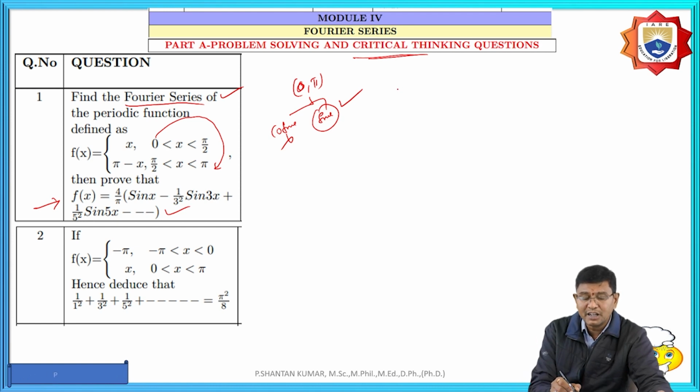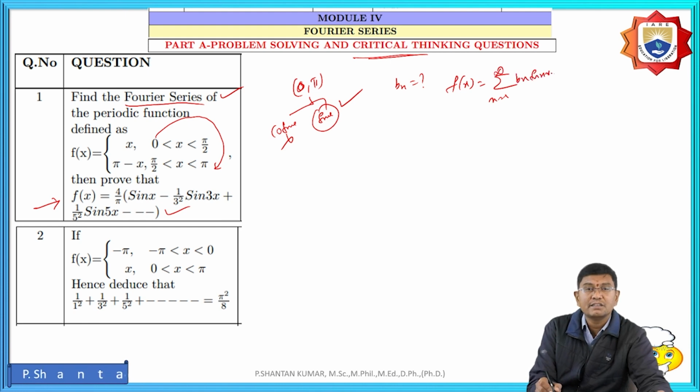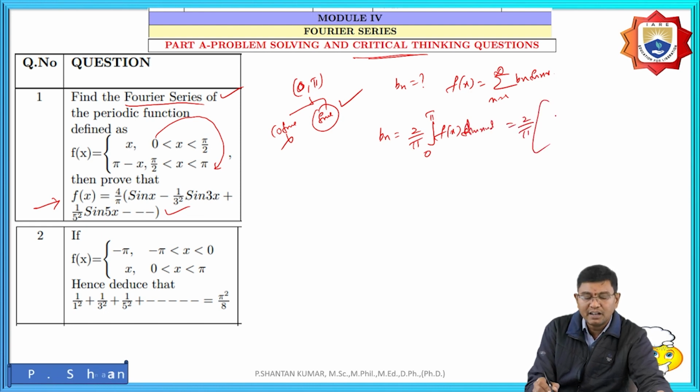For the sine series, as we know, we need to find only bn. Therefore the required series is f of x equal to summation n equals 1 to infinity of bn sin nx. Here bn is 2 by pi integration 0 to pi of f of x into sin nx dx. We also need to split the conditions: 2 by pi, integration 0 to pi by 2 of f of x sin nx, plus integration pi by 2 to pi of f of x into sin nx dx.